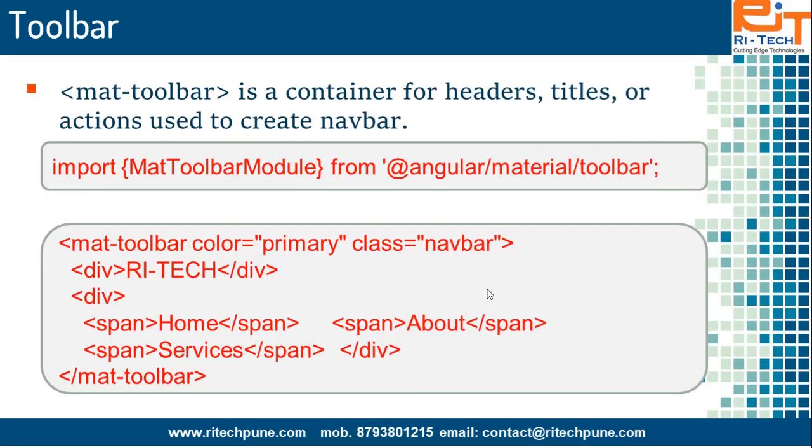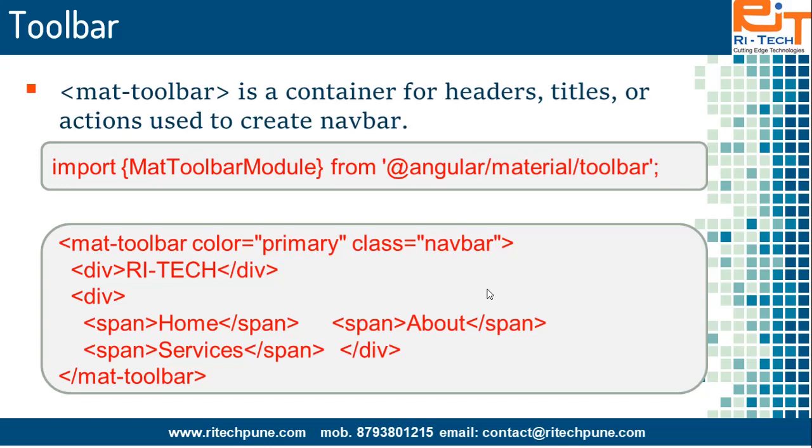So basically, what is a toolbar? A toolbar is just a container for headers, titles, or actions used to create a navbar. To create a toolbar in Angular, we use a directive mat-toolbar. The mat-toolbar directive will help you create a toolbar which contains the headers, titles, and actions used to create a navbar of them.